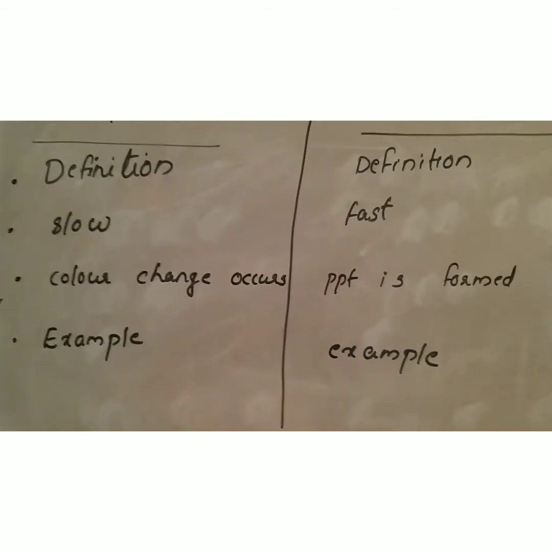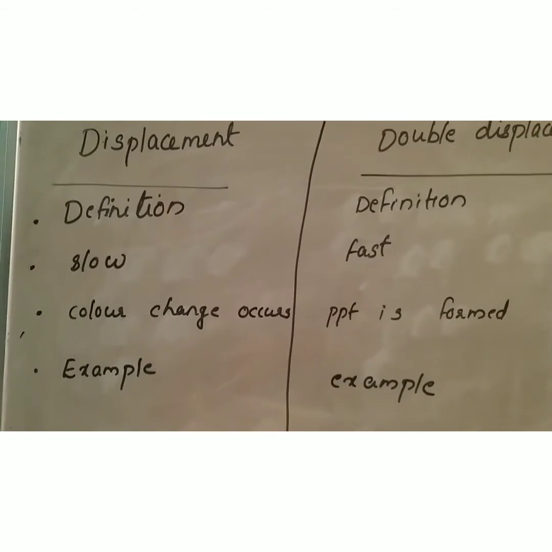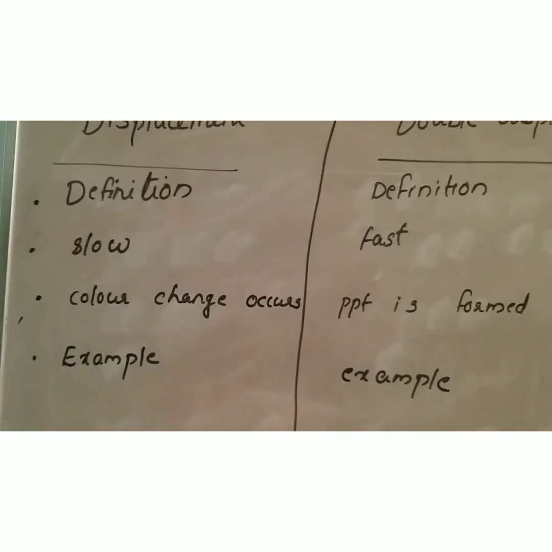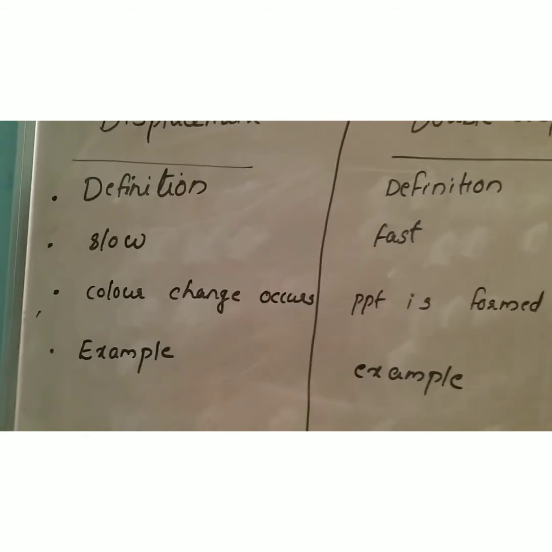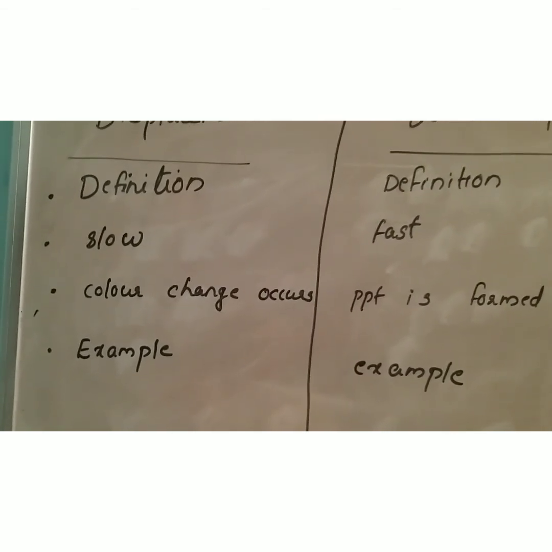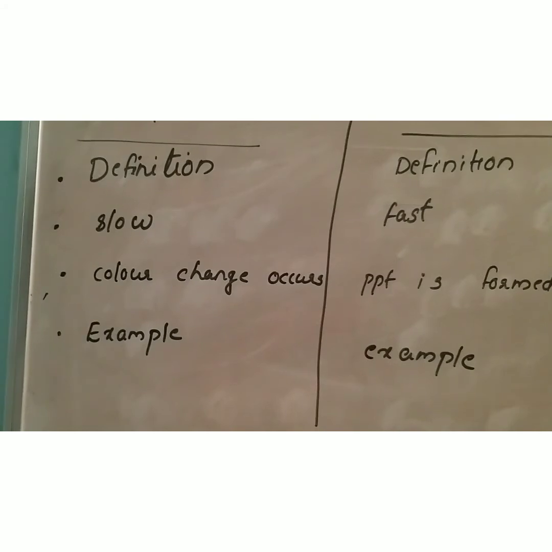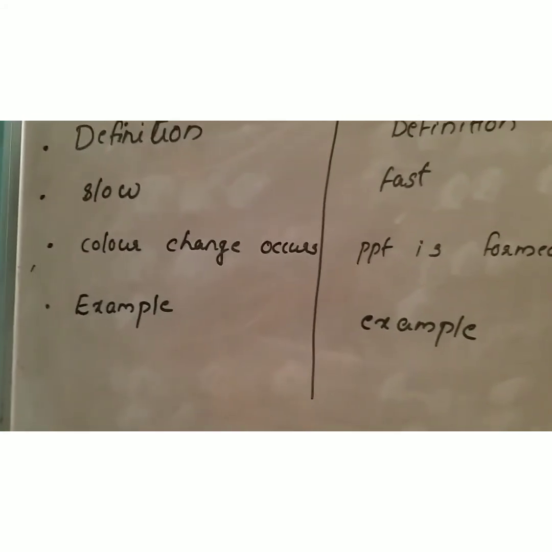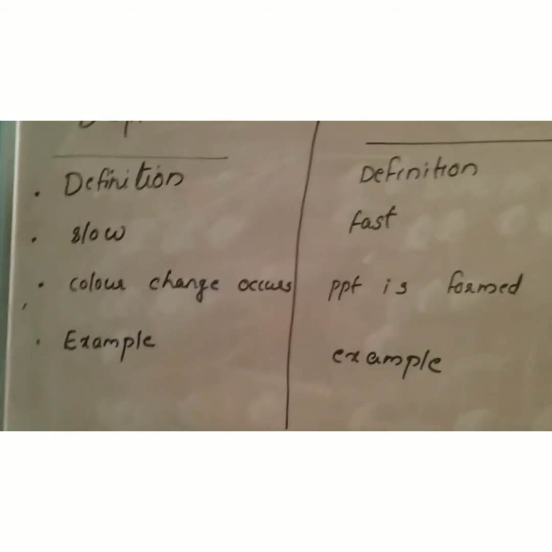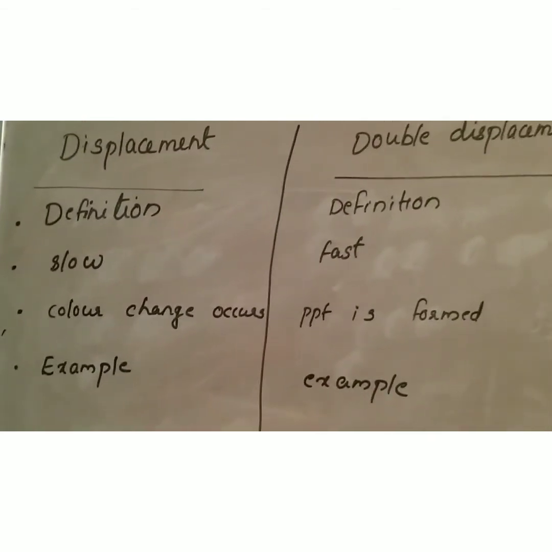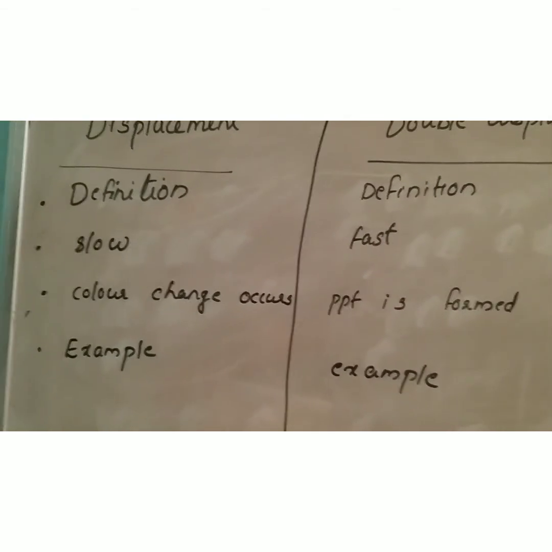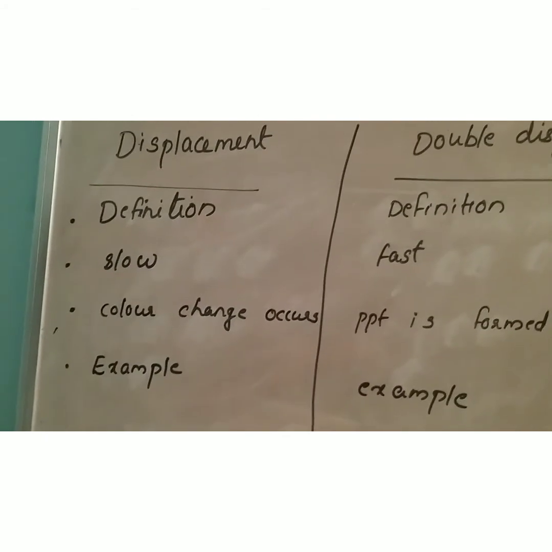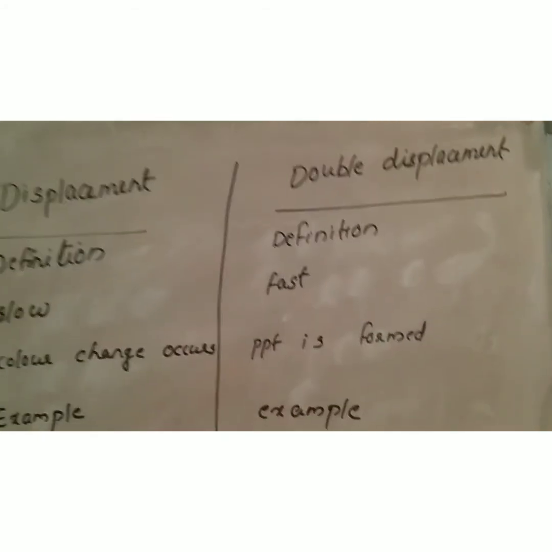Then third point, in displacement reaction color change occurs. You know the activity of copper sulfate and iron nail. The blue color changes to green. In displacement reaction color change occurs, but in double displacement reaction precipitate is formed. So it is known as precipitation reaction. Then fourth point, example for displacement reaction and double displacement reaction.